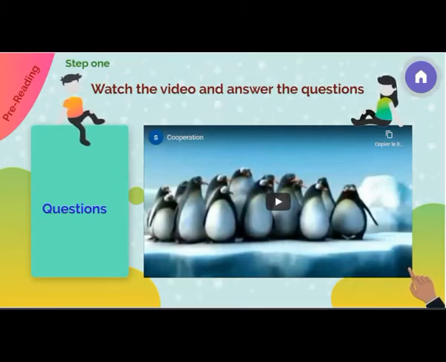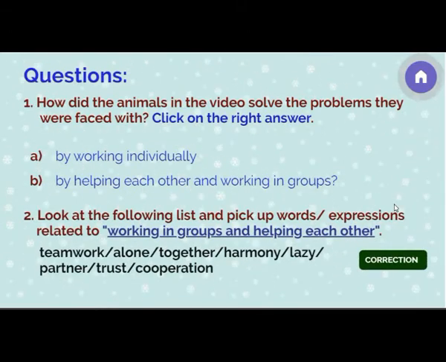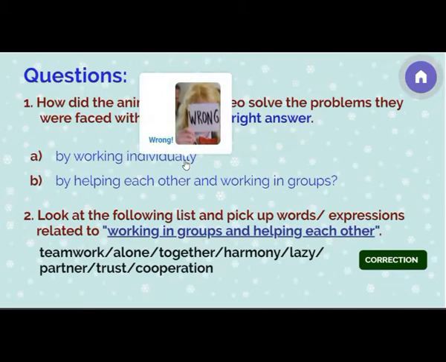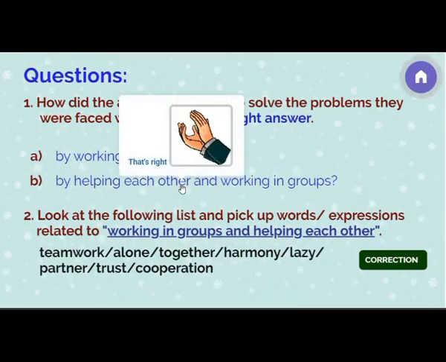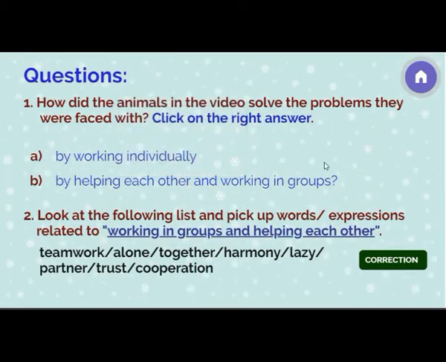Well, I hope you've given yourself 2 minutes to watch the video and do the task. Alright, let's correct it together. So, as I said, question 1 is how did the animals in the video solve the problems they were faced with? Is it by working individually? As you see here, it's a wrong answer. So, it's by helping each other and working in groups. It's a correct answer. Good. So, what is helping each other and working in groups? We'll see in question 2.